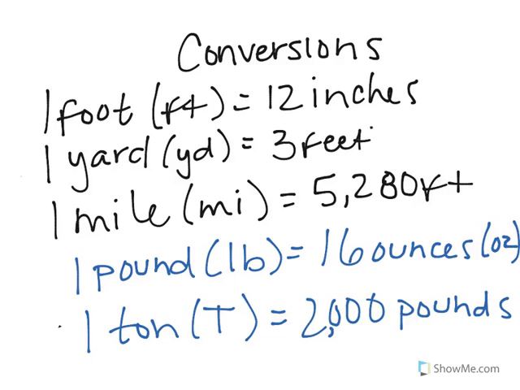So this lesson is focusing on conversions. Before we even start doing any examples today, we have to first understand conversions. What I need you to remember, and you're not going to have to memorize these, but you need to know them, is that 1 foot, FT for short, equals 12 inches. 1 yard, YD for short, equals 3 feet. 1 mile, MI for short, equals 5,280 feet. 1 pound, LB for short, equals 16 ounces, OZ for short, and 1 ton, capital T, equals 2,000 pounds. So you need to know these conversions in order to convert between units.